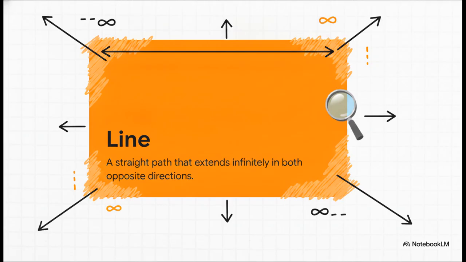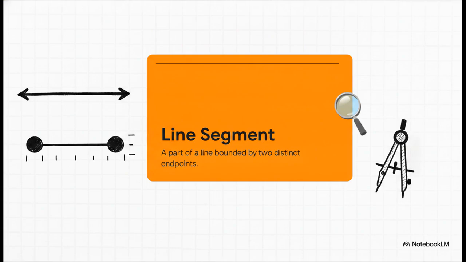A line. Put simply, it's a straight path that extends infinitely in both opposite directions. The absolutely crucial concept to grasp here is that a true geometric line has literally no starting point and no stopping point. It just keeps going and going forever. Building on that idea, a line segment is simply a part of a line, but unlike a line, it is bounded by two distinct endpoints. And because it has these specific start and stop points, a line segment is actually a measurable piece of geometry.